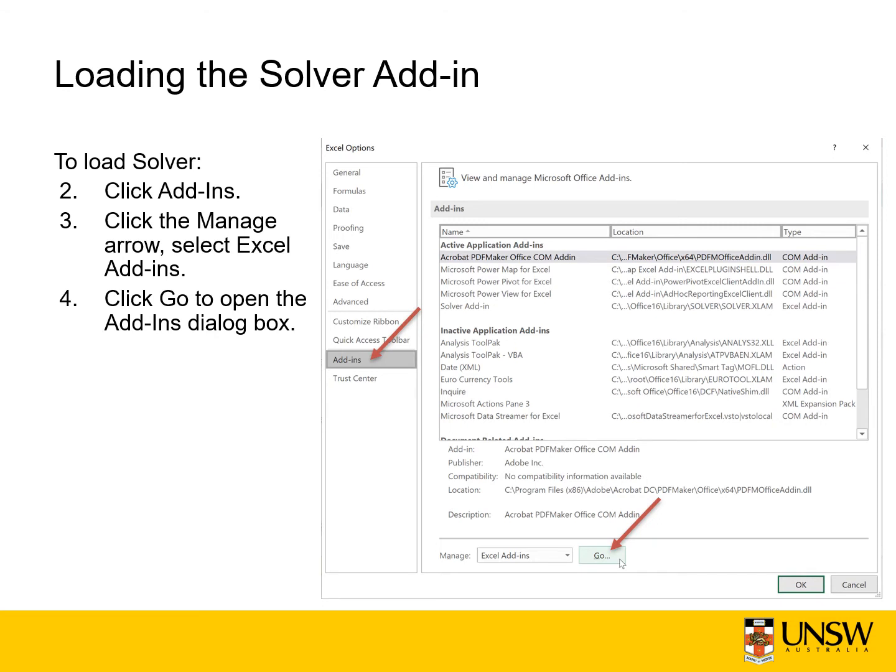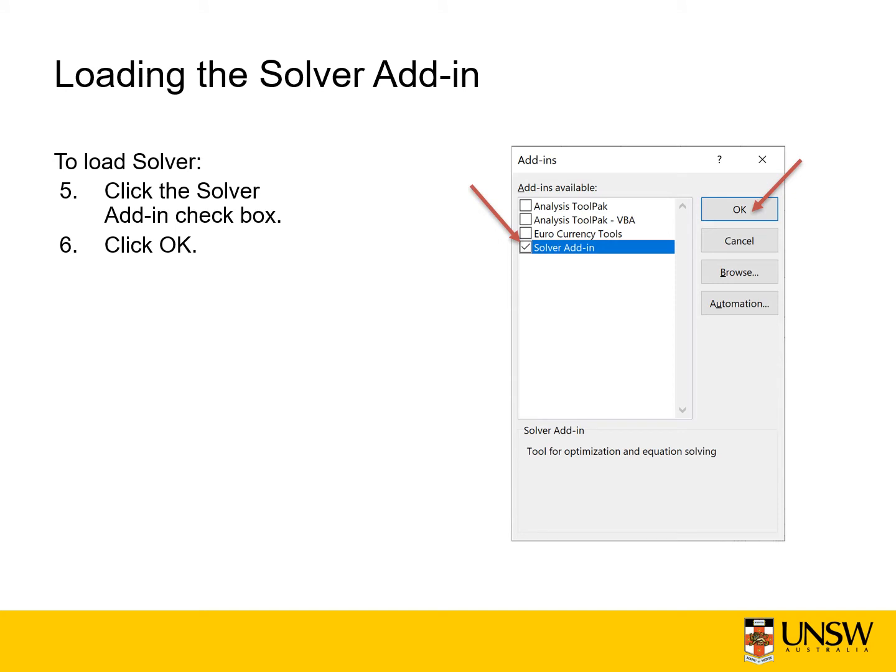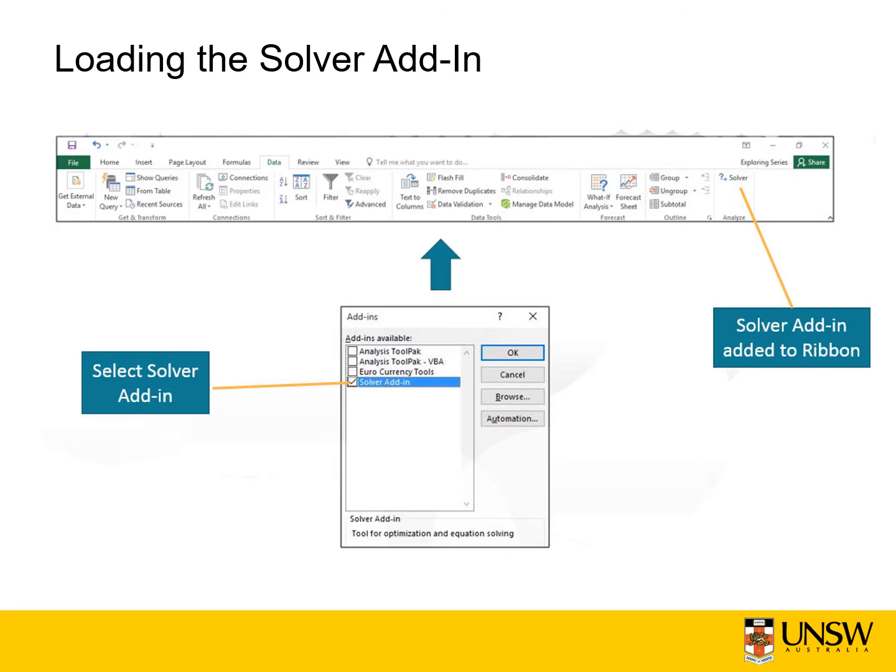From the Options window, click Add-ins. Then select Excel Add-ins from Manage and click Go to open the Add-ins dialog box. Finally, click Solver Add-in and click OK. By adding Solver, it will appear in the Analyze group on the Data tab.